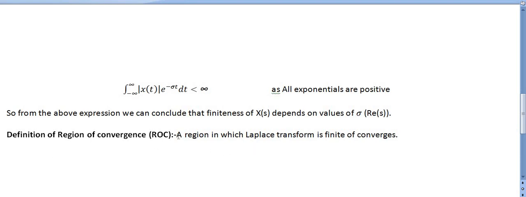Here, in the definition, you can also make some change. Instead of a region, we can write it as a range of values of sigma in which Laplace transform is finite or converges. So this is the definition of region of convergence in Laplace transform.